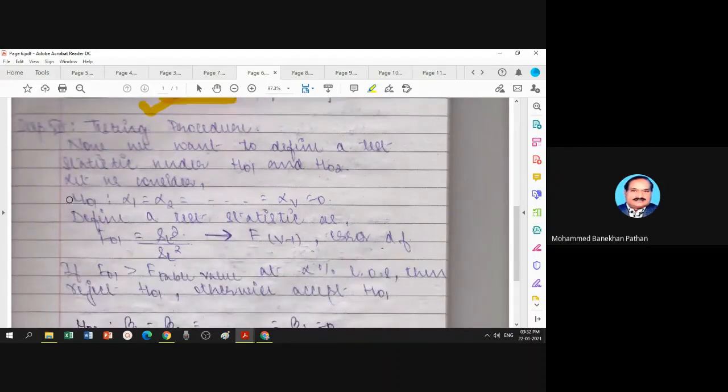Let us take hypothesis number 1. H01: alpha 1 equal to alpha 2 equal to ... equal to alpha v equal to 0. I want to test this hypothesis, whether all the treatments are equal in their effect or not equal. That I want to decide, I want to test.